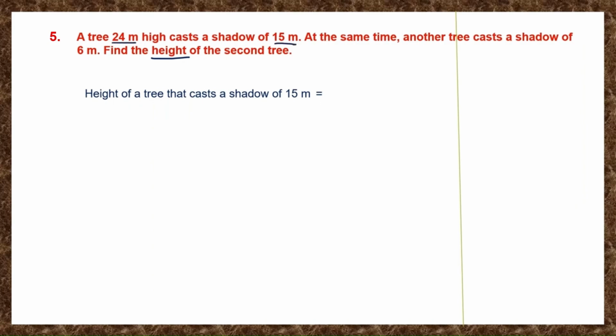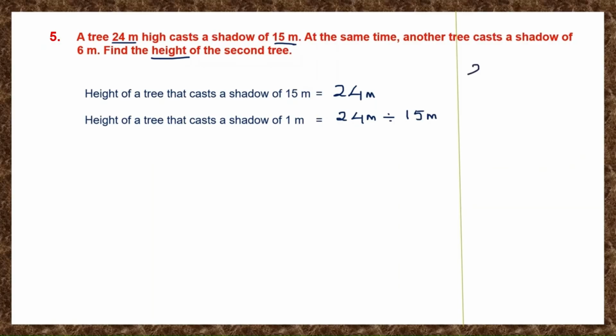This is the first one. The height of the first tree is 24 meters. Now, the height of a tree that casts a shadow of 1 meter, how much will that be? That will be 24 meters divided by 15 meters. That will be the height of the tree which can cast a shadow of 1 meter.